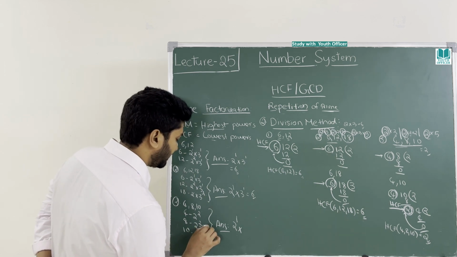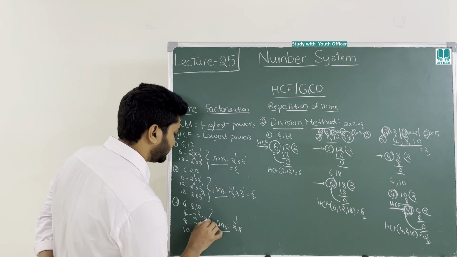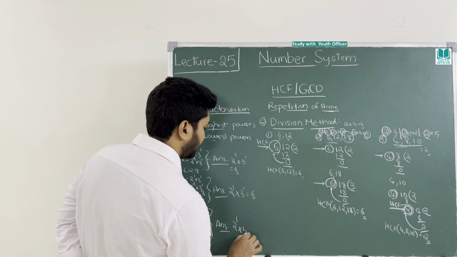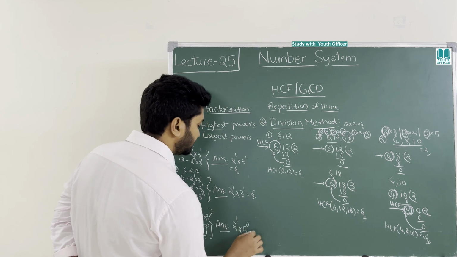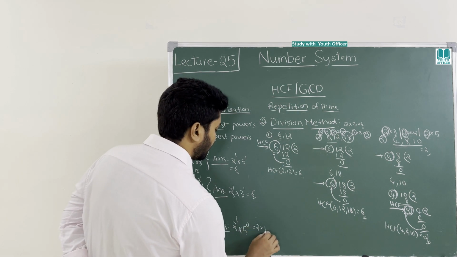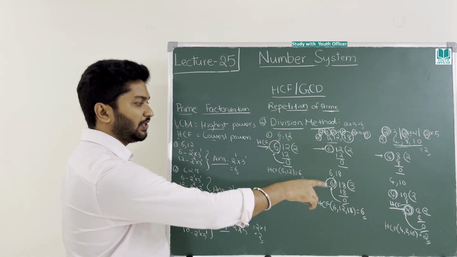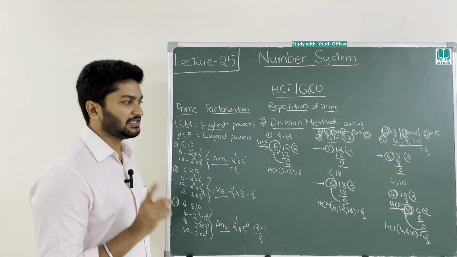But here 5 power 0 will be there, because 0 is smaller than 1. So you take 5 power 0 only. 5 power 0 means how much is this? 1. 2 into 1 is 2. How much is the answer? 2. You would have to make two divisions if you use the division method.